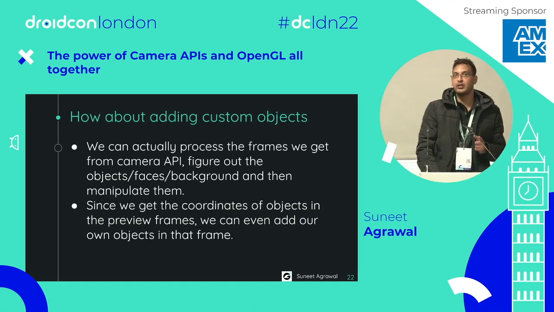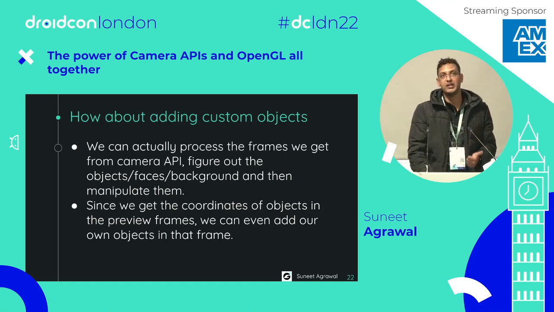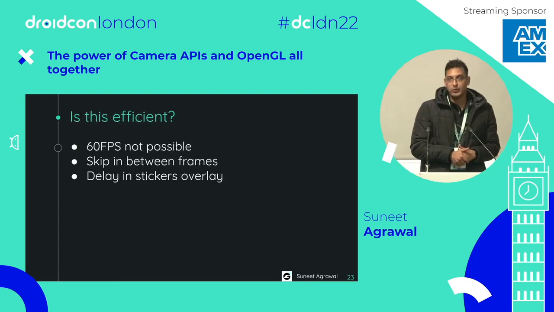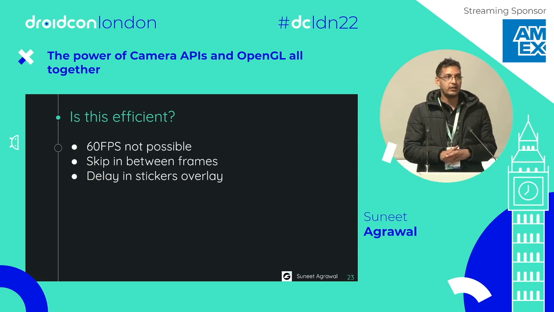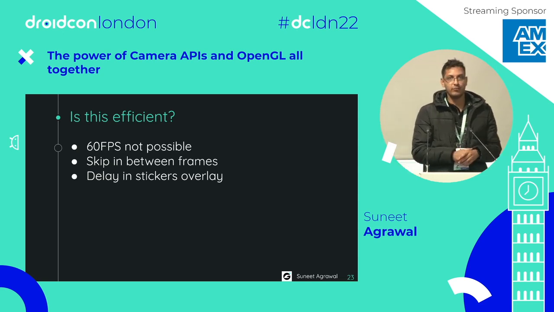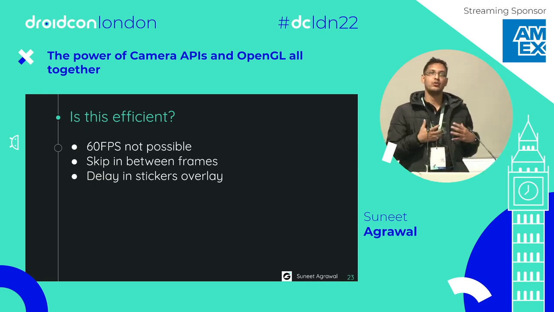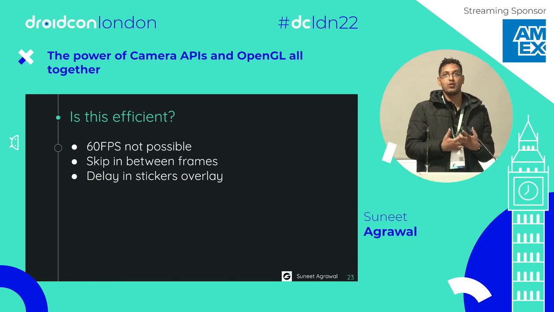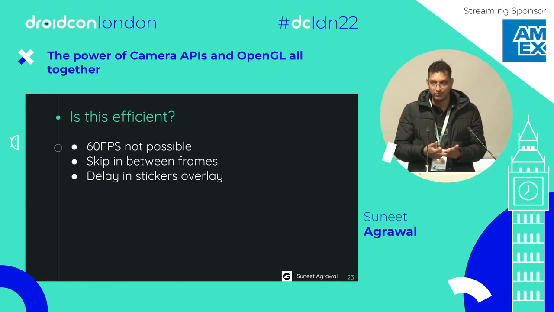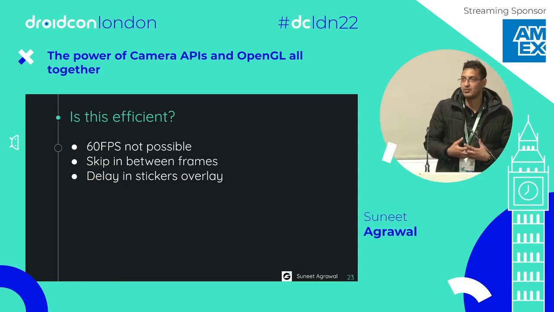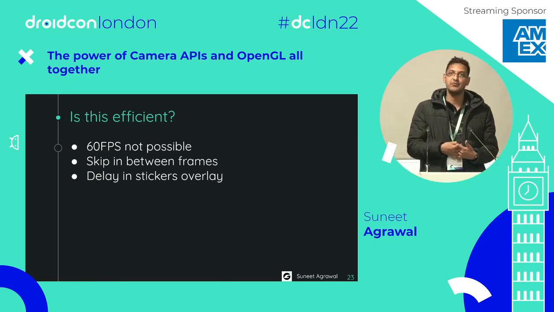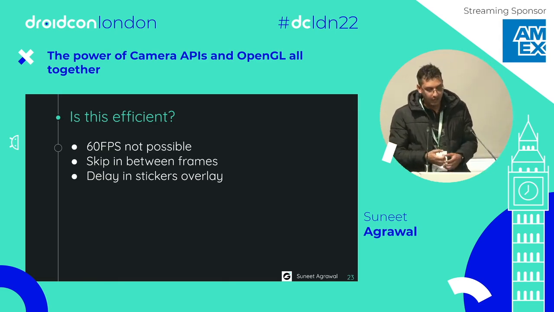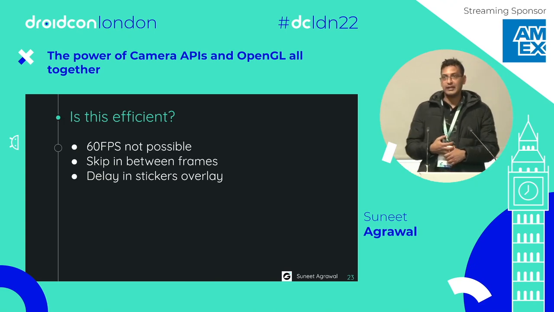Definitely we are going to look at the real life cases, but yes, adding an object to a camera preview is possible. Now the question is, is this efficient? Processing each and every frame that you're getting from the Camera APIs, where you take control for previewing it on your OpenGL using GLSurfaceView, is this efficient? Is it efficient to actually process each and every one of the 60 frames that you're getting from the hardware? Technically it's not possible.